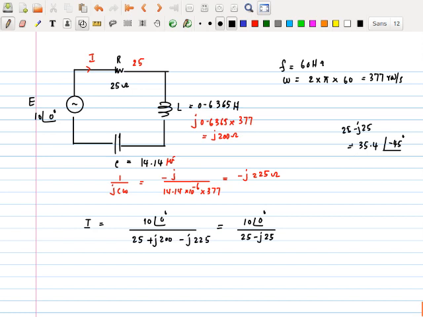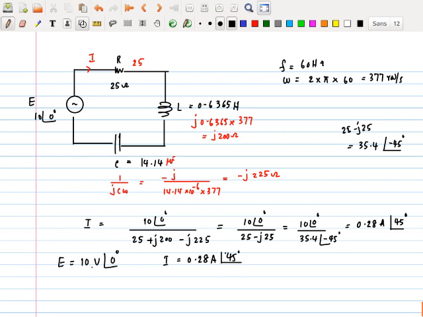All these things you can go home and check, right? And that turns out to be 10 with an angle of 0 over 35.4 with an angle of minus 45, and that is equal to 0.28 A with an angle of 45. Right? Now that is a straightforward calculation. So you have E to be equal to 10 volts with an angle of 0, and I is equal to 0.28 A with an angle of 45 degrees.